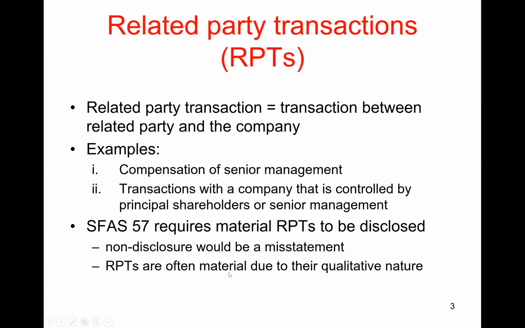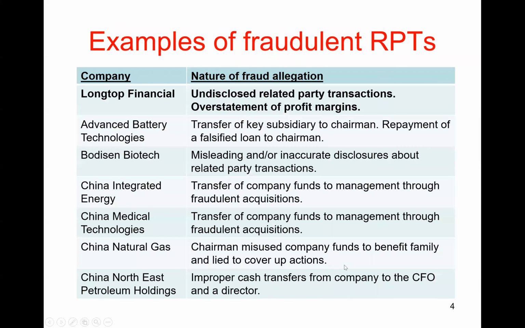And related party transactions are often material due to their qualitative nature. So even if they're small in dollar terms, they can be considered material just because they are so risky. From the point of view of a financial statement user, even a small amount of money that may be going into management's pockets unduly may be regarded as a material transaction simply because it provides information about the honesty and the nature of the company's management. So these can often be regarded as material even if they're quantitatively small, because of their qualitative nature.